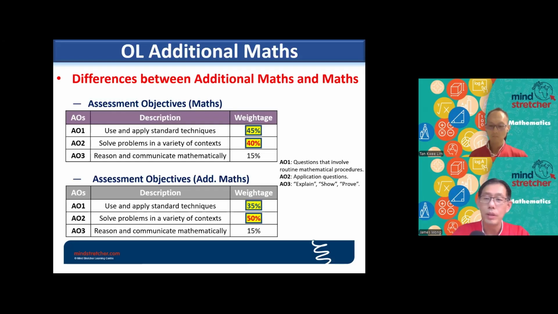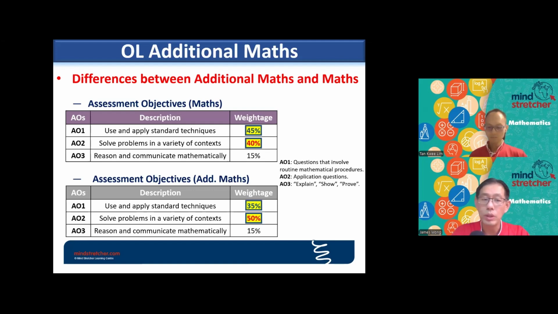Okay, so that will be your AO3 type of question. You can see that on my slide here, I have nicely summarized this for everyone. In the case of mathematics, for AO1, the weightage is about 45%, plus minus. When it comes to AO2, it's about 40%, and the remaining 15% is your AO3 type of question. That's for the mathematics paper.